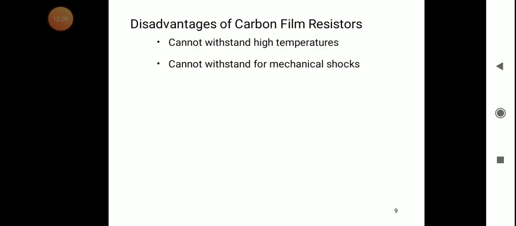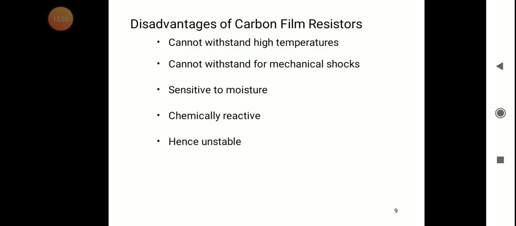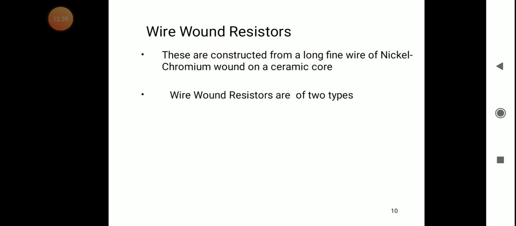The disadvantages of these film resistors are that they cannot withstand high temperatures, and they cannot withstand mechanical shocks. Whenever mechanical shocks occur, the films may be damaged and we don't get the proper output. They are sensitive to moisture and are also chemically reactive, hence unstable. So these are the disadvantages of the carbon film resistor.